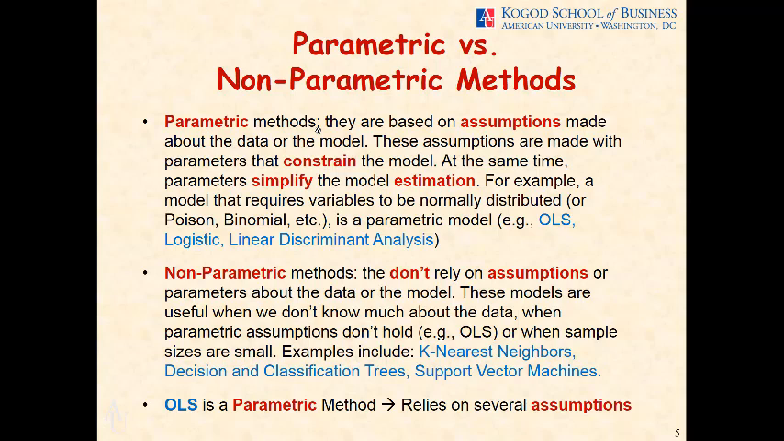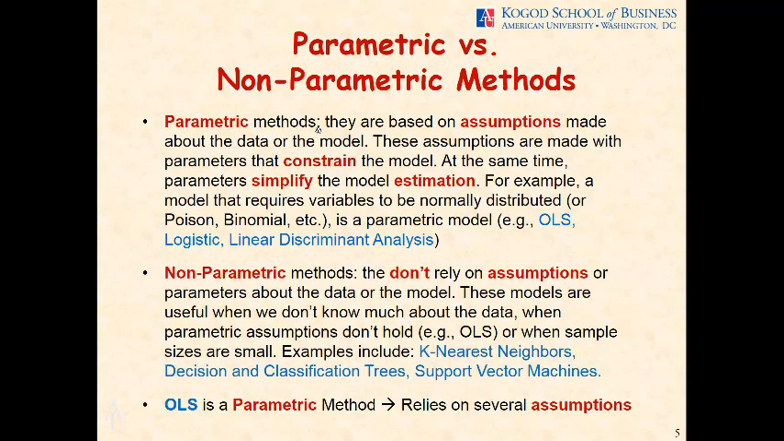We have parametric versus non-parametric methods. As I explained before in class, parametric methods are methods that rely on assumptions. We have these complicated models, and we simplify the models by using assumptions which constrain the model. It limits what the model can do, and the cases in which we can use the model. But the good news is that when we have those parameters, the model gets simplified and it's a lot easier to estimate. Examples of parametric models are OLS, logistic regression, linear discriminant analysis, and so on.